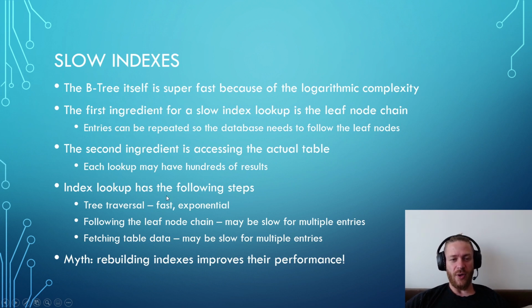But index lookup has the following steps. Tree traversal, fast and logarithmic, usually not a problem. Then following the linked list node chain. This may be slow for multiple entries. And then fetching table data. Again, it may be slow for multiple entries.